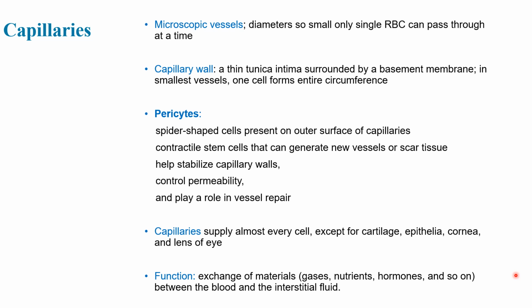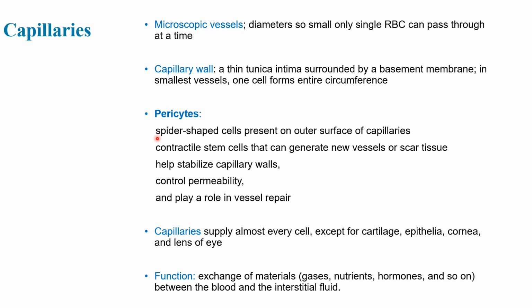Their diameters are so small that only a single RBC can pass through. Just imagine RBCs making a line and passing through the capillaries. Capillary walls have a very thin tunica intima only. There are endothelial cells resting on a basement membrane, and one cell forms the entire circumference. They are so small. And then there are some cells known as pericytes.